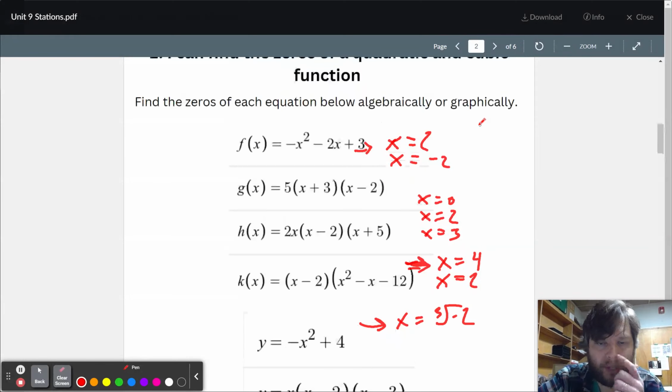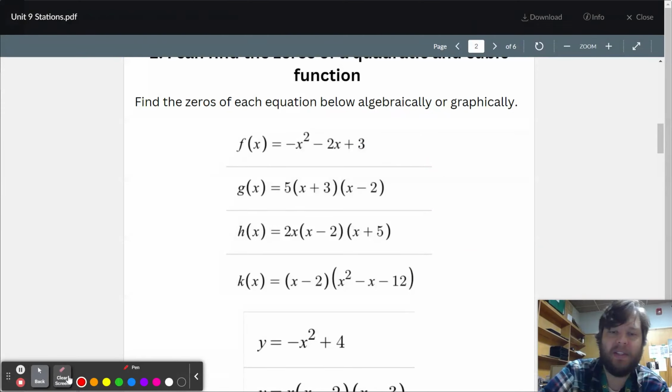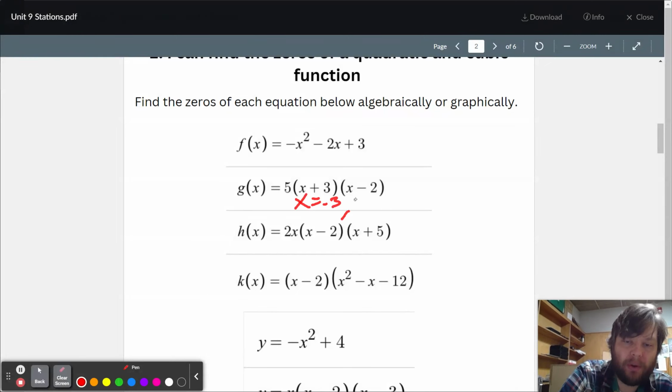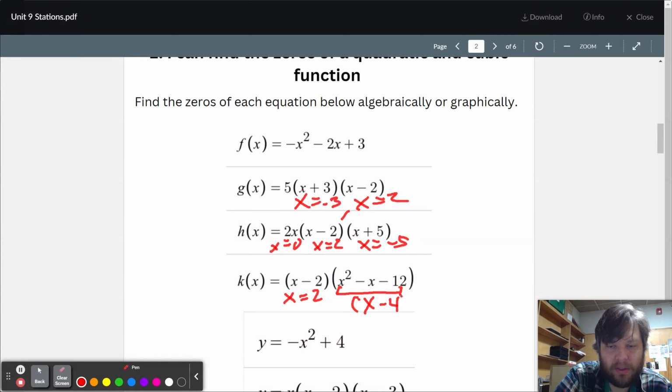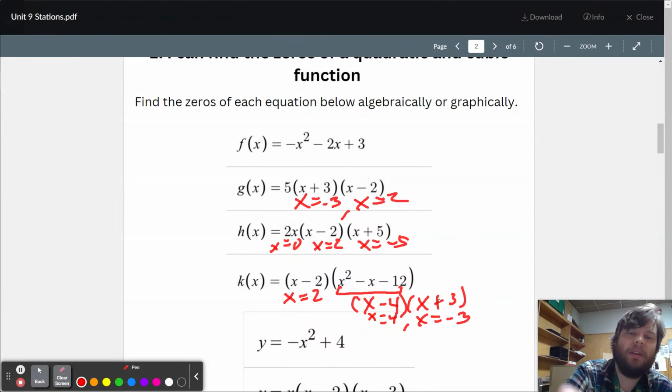On the other ones, you can just type in your equation into your calculator and find where it hits the x-axis. Some of them are easy, like this one, when it's in factored form, it's relatively easy to just identify the zeros. So I'm just going through and writing down what number makes each of those parentheses equal to 0. I can tell x equals 2 does. This is a little trickier here. It turns out that that one could be factored if you remember your factoring skills. x minus 4 and x plus 3. So we get x equals 4, x equals negative 3.